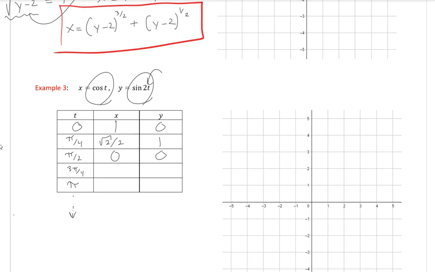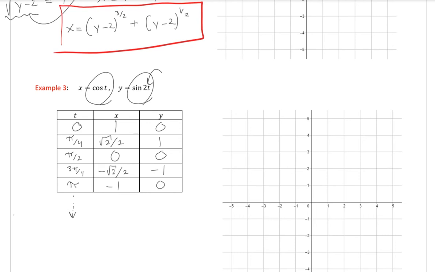Cosine of 3 pi over 4, that's over in quadrant 2. Cosine is negative over there, so it's negative root 2 over 2. 3 pi over 4 times 2 is 3 pi halves. That's sine of 3 pi halves. It'll give you negative 1. And cosine of pi will give you negative 1. Sine of 2 pi will give you 0. Alright, note again that these are not all of it, but this should give me an idea. And after I graph this, you may even recognize this, particularly if you did take trig.